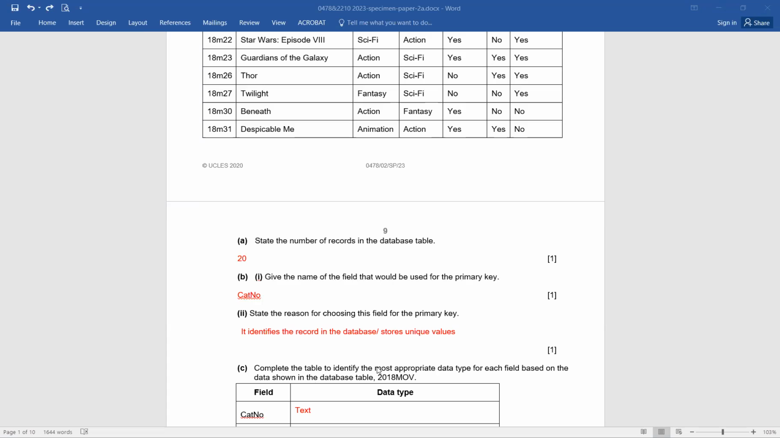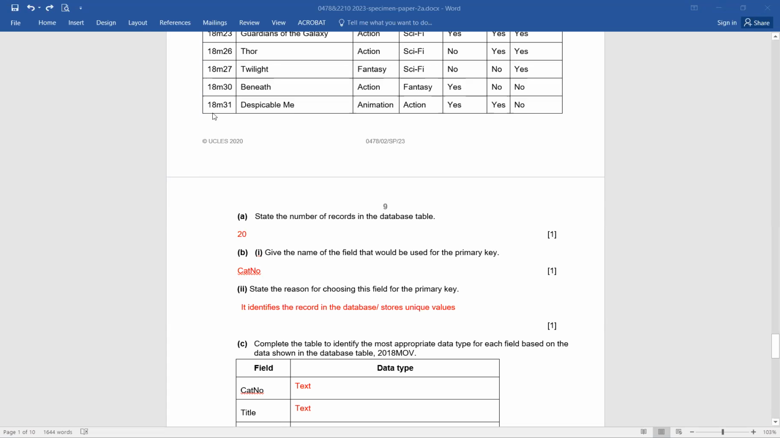Complete the table to identify the most appropriate data type for each field based on the data shown in the database table. So you can see cat-no is storing the data in this form, and you can mention it as text. Fine, because if you remember, again, be cautious that normally in our database, we handle string values. Yes, correct. I agree with you, Ali.